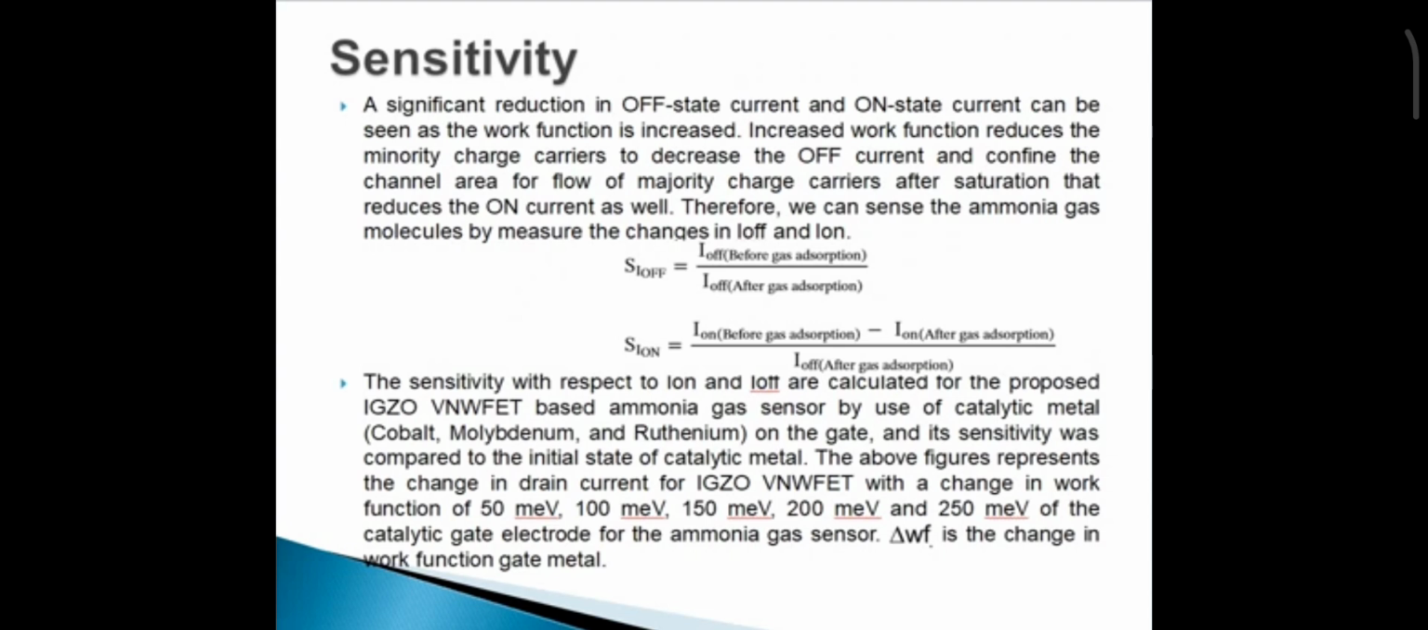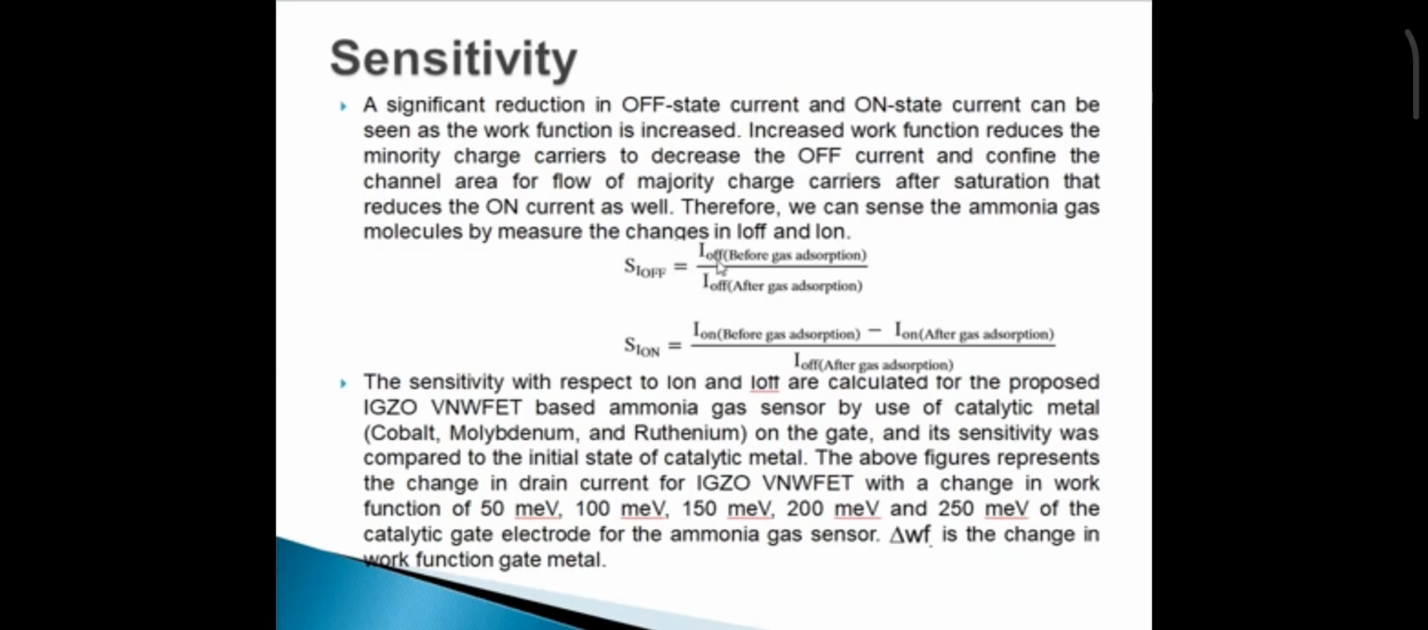Next is the sensitivity. A significant reduction in off-state current and on-state current can be seen as the work function is increased. Increased work function reduces the minority charge carriers to decrease the off current and confines the channel area for flow of the majority charge carriers after saturation, which reduces the on current as well. Therefore, we can sense the ammonia gas molecule by measuring the change in the I off and the I on current. The sensitivity formula for the off current is this one.